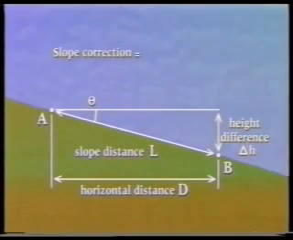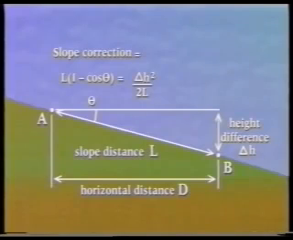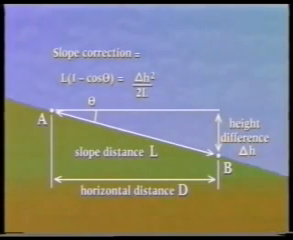The slope correction equals L multiplied by 1 minus cos theta, if the slope angle is known, and delta H squared divided by 2L, if the height difference is known. These are always subtracted when converting slope lengths into horizontal lengths.